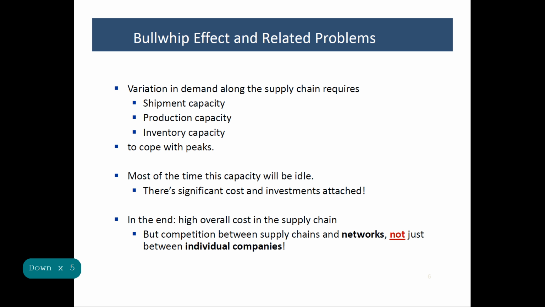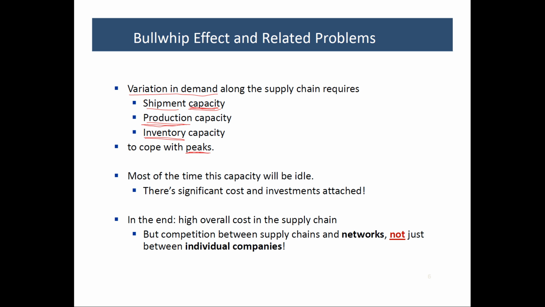The related problems of the Bullwhip effect are that the variation in demand along the supply chain requires each supply chain partner to hedge against this variation. So the first reaction, if the players experience these high oscillations and a high backlog, would be that they build up capacities on each of the different functions to hedge against these variations. In shipments, so the deliveries of the items, they will build up capacity. In the production itself, if you consider the factory, they will build up capacity. And also regarding warehouse functions, they will build up capacity in order to cope with the peaks that they will experience.